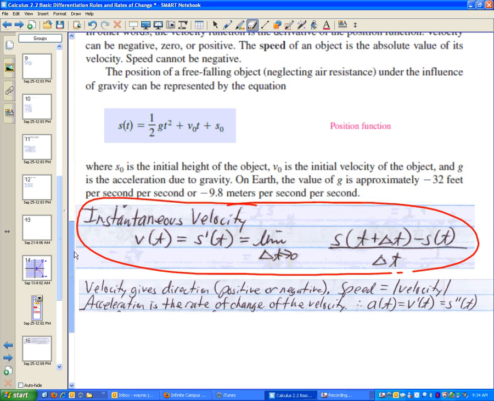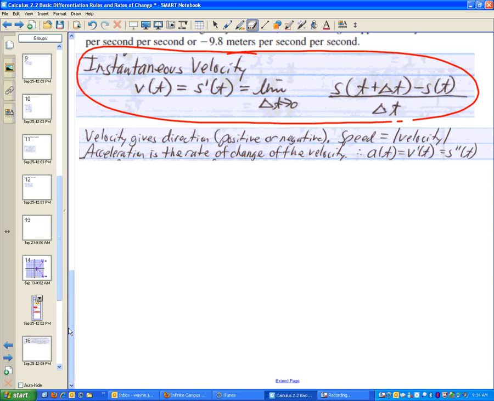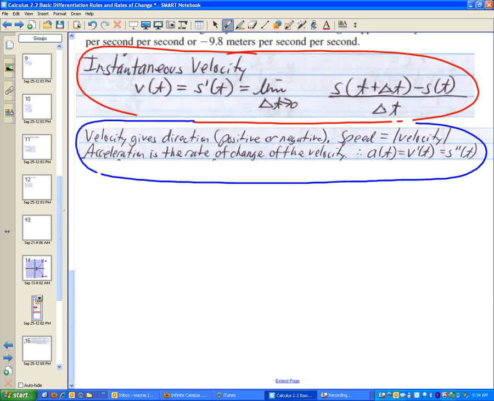All right, now, like we'd already talked about, the speed of an object is the absolute value of its velocity. So speed is never negative. It can be 0, I mean, right now the speed of my car is 0, I hope. Okay? But it'll never be negative. The velocity can be negative. I can back it up, but the speed will never be negative. So also in your notes, put this, that velocity gives direction, positive or negative, and speed equals the absolute value of velocity.